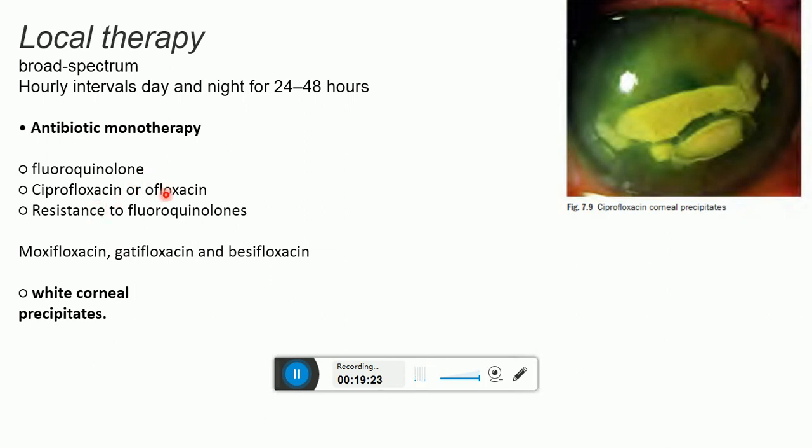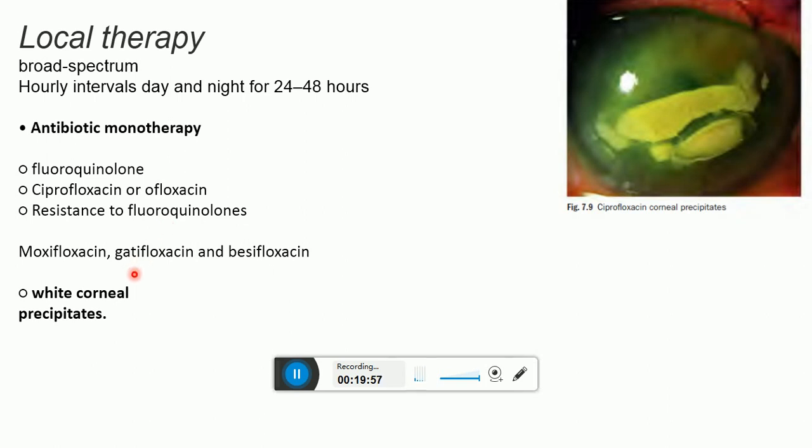Ciprofloxacin, ofloxacin, used in countries where widespread resistance to earlier generation fluoroquinolones has not been identified. Activity against some gram-positive organisms, particularly some streptococci, may be limited. Resistance to fluoroquinolones has been reported in some areas: Staphylococcus species in the USA, Pseudomonas in India.